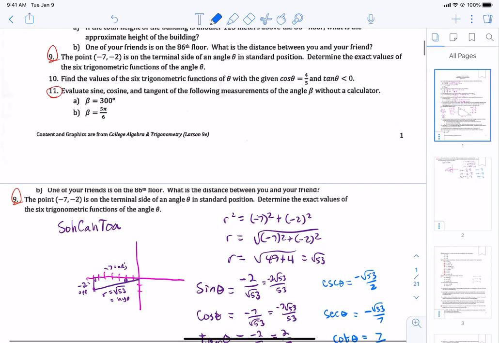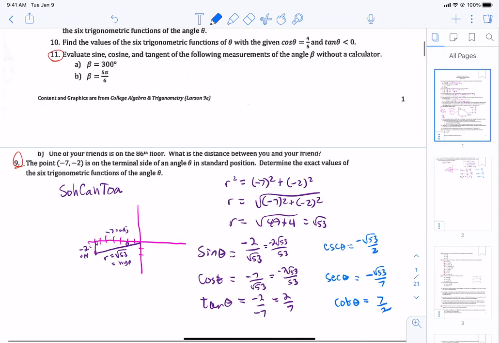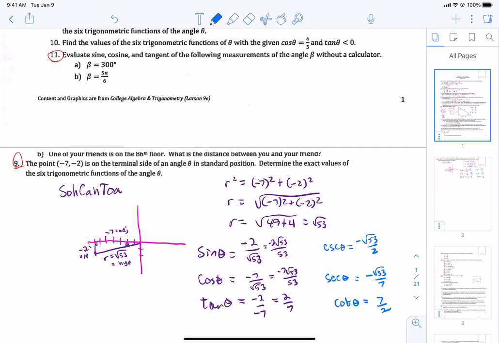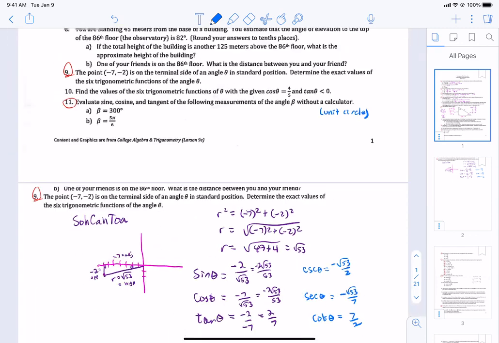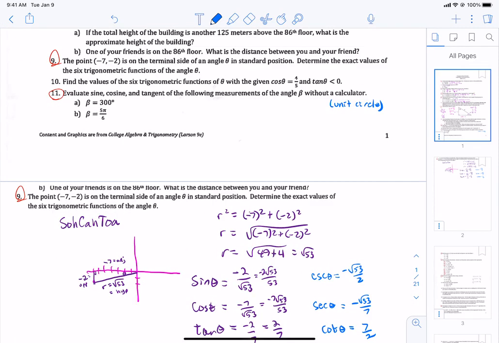Now let's do number 11. Now, number 11 says, evaluate the sine, the cosine, and tangent of the following measurements of angle beta without a calculator. Now, all that means is when they're talking about stuff like that, we're talking about using the unit circle. So let's start with 300.